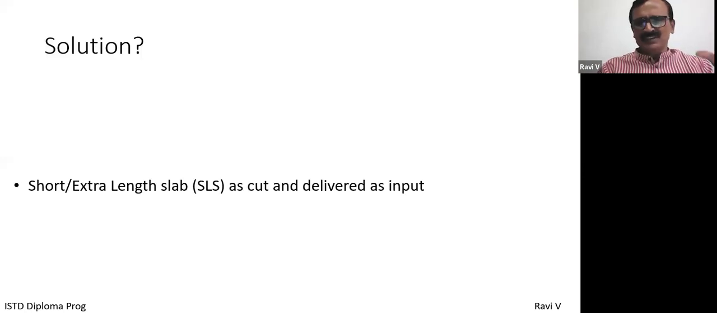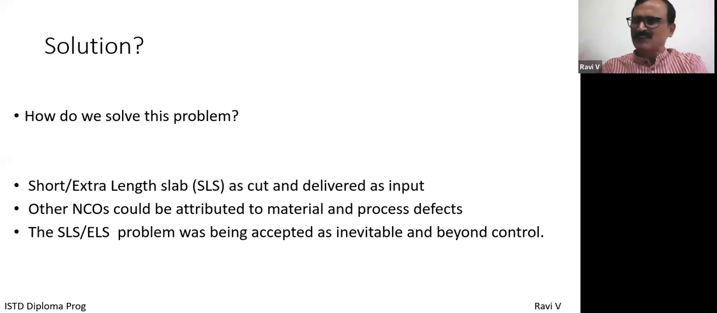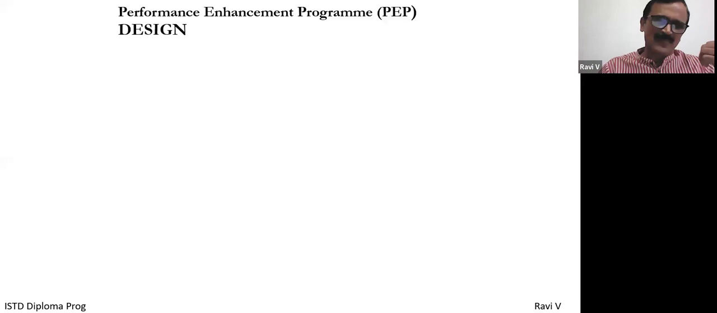See, the problem is short slabs and extra length slabs are cut and delivered as input. Other NCOs can be converted to material, but this is something which is now accepted as inevitable. If there's a material inherent defect, nothing can be done. But it's all because of the inability of an operator or the people in the entire line to control things in such a way that somehow we can make a quality product out of it. So how do we solve this problem?